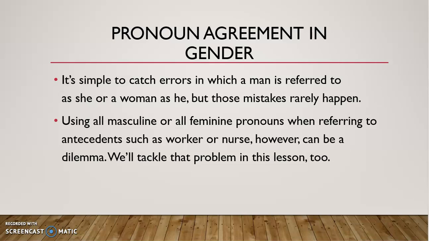Lastly, there is pronoun agreement in relation to gender. It's simple to catch errors in which a man is referred to as she or a woman is referred to as he, but those mistakes rarely happen. Using all masculine or all feminine pronouns when referring to antecedents such as worker or nurse, however, can be a dilemma, which we will tackle in this lesson as well.